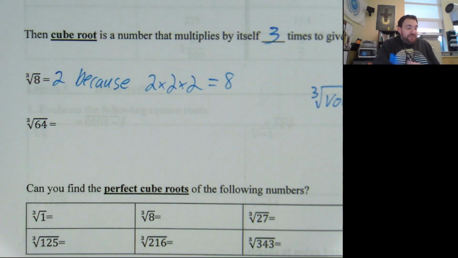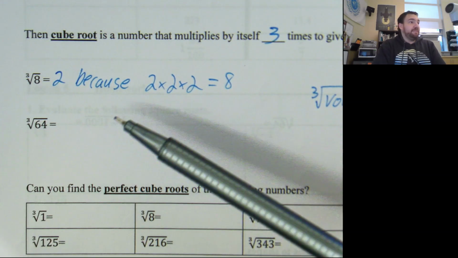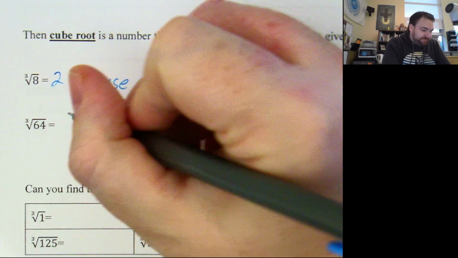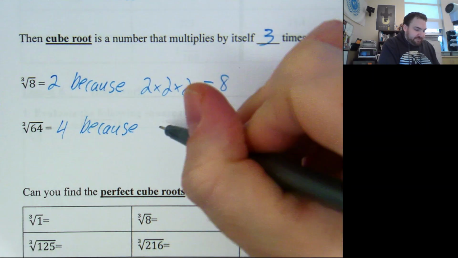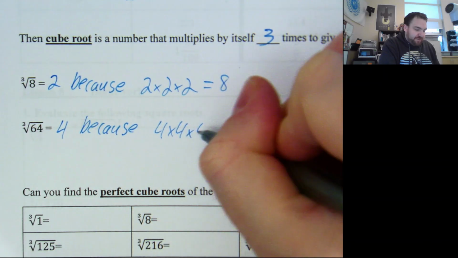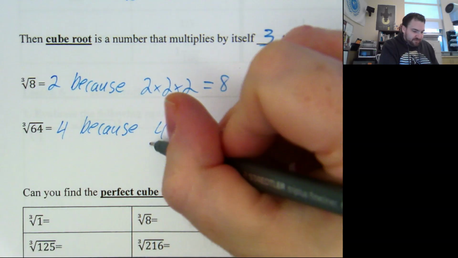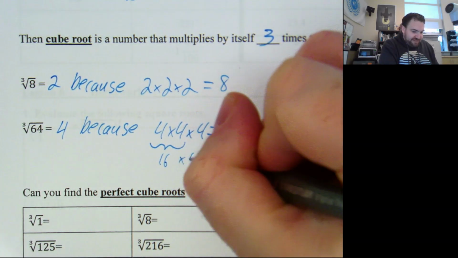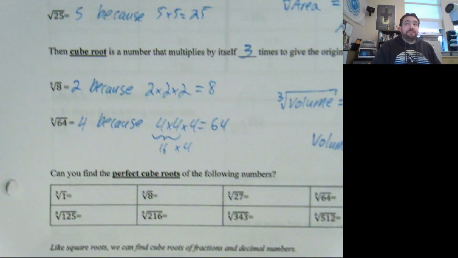Priyasha. So what's the cube root of 64? It is 4. Because 4 times 4 times 4 is equal to 64. 4 times 4 is 16. And then 16 times 4 is 64. And you've got calculators now. You can still use your multiplication tables, but you've got the calculators here too.